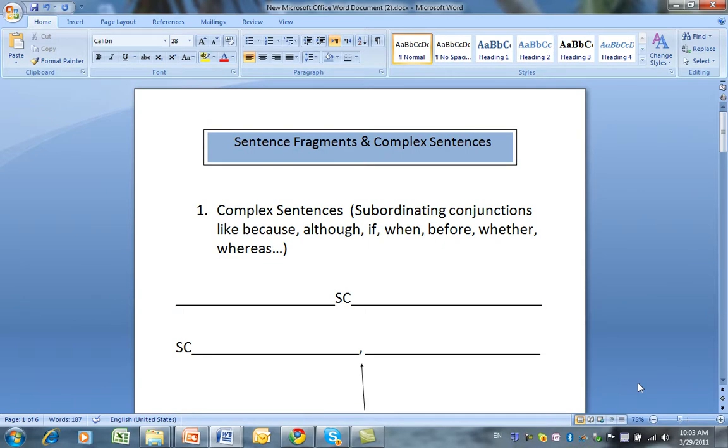Okay, quick review. Basic format. Part 1, subordinating conjunction, Part 2. Subordinating conjunction, Part 1, comma, Part 2.